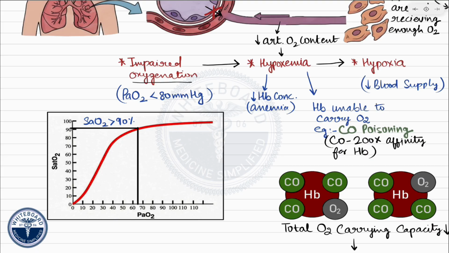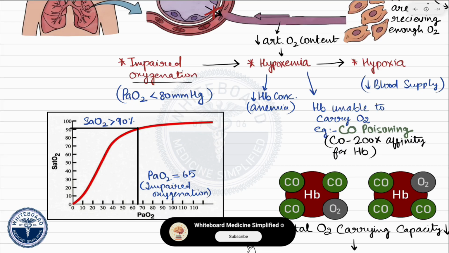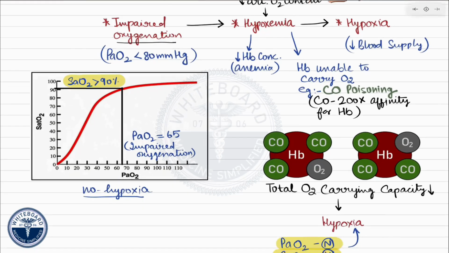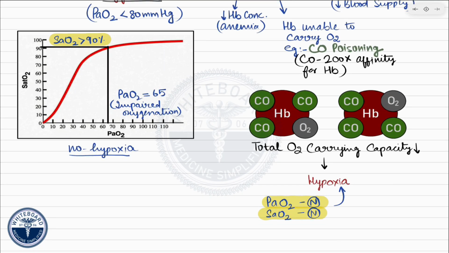So, we should not immediately equate a low PaO₂ with tissue hypoxia. A PaO₂ value by itself does not tell us whether the tissues are receiving enough oxygen. A PaO₂ of 65 millimeters of mercury tells us that oxygenation is impaired, but the oxygen saturation may still be above 90%, so the patient is not necessarily tissue hypoxic. On the other hand, in carbon monoxide poisoning, the PaO₂ may be completely normal, yet oxygen delivery to the tissues can be severely impaired because hemoglobin is not carrying oxygen normally.